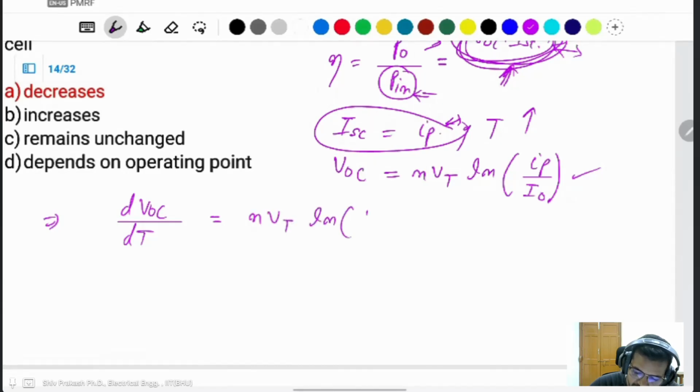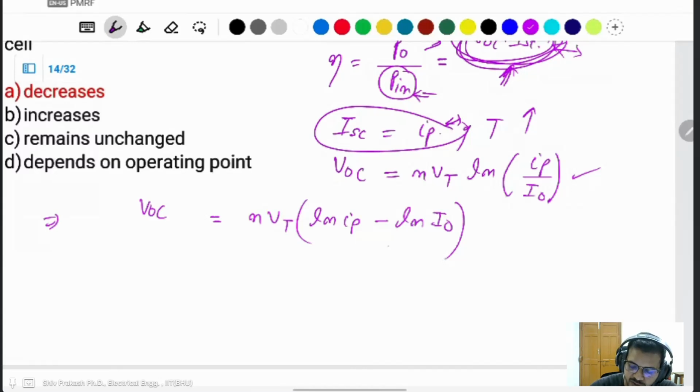VOC will be IP minus ln I naught. If you expand this one, VOC equals n VT times ln of IP minus ln of I naught.